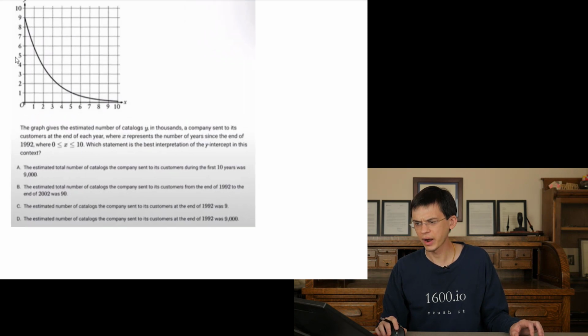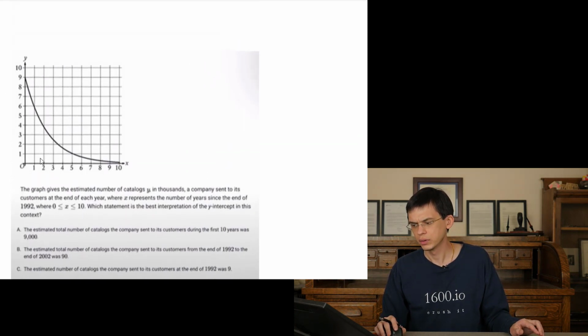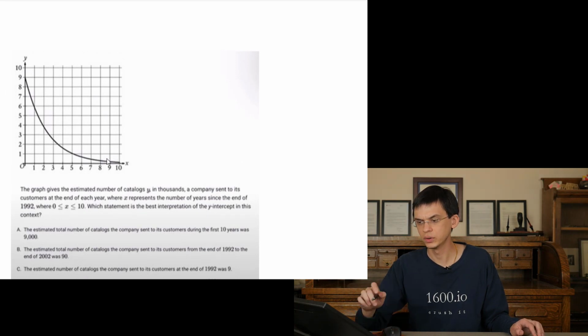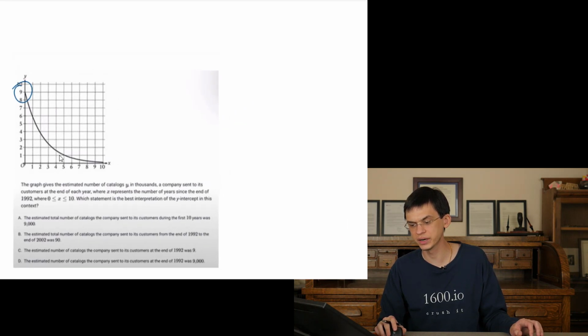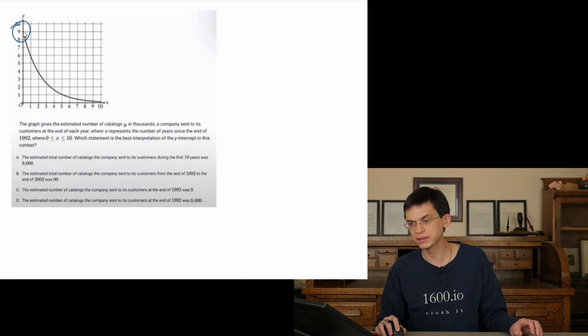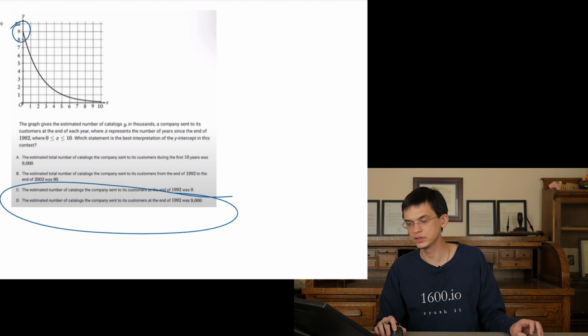So we have a graph here. What's the best interpretation of the y-intercept? Y is the number of catalogs in thousands, x is the number of years after 1992. The y-intercept is going to tell us how many catalogs we sold 0 years after 1992, or in 1992. So that's going to be 9,000 catalogs in 1992. We shipped 9,000 catalogs in 1992, D.